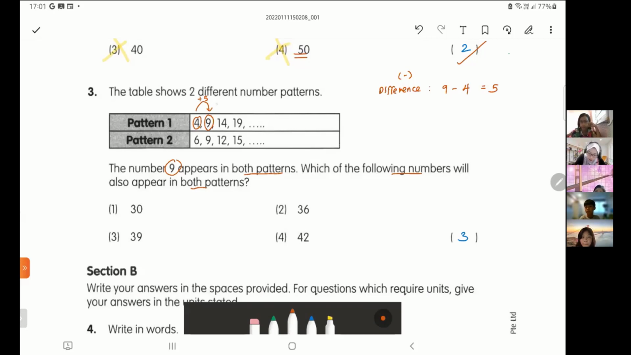Okay, then I double check. 9 plus 5 will give me 14. Correct. Then 14 plus 5 will give me 19. So it's plus 5 actually. Okay, so pattern 1 is plus 5.